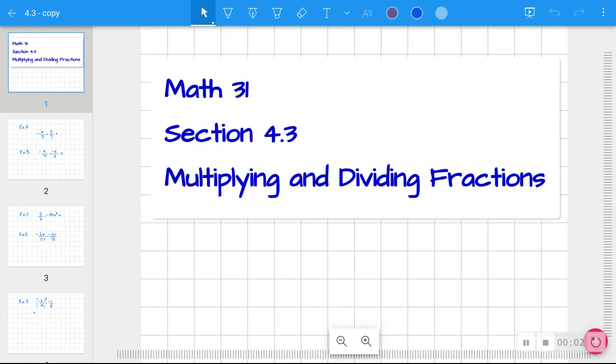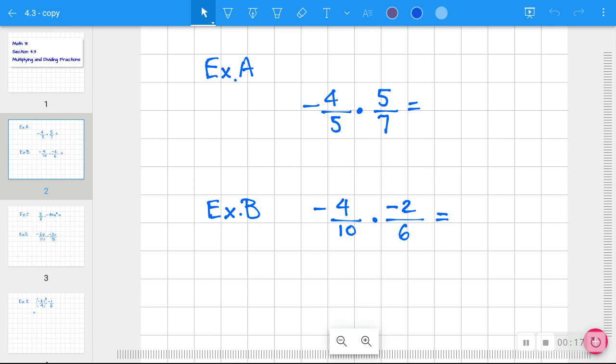Welcome to Math 31, Section 4.3, and we're going to learn how to multiply and divide fractions. It's actually pretty easy to do this. When we learn how to add and subtract, it's a little bit harder. Okay, so we'll start with multiplication.